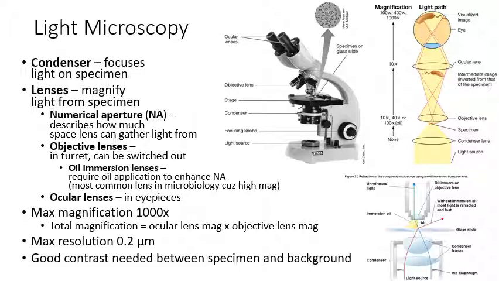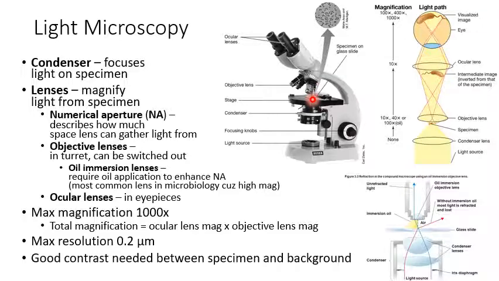So more detail on a light microscope. These are the basic parts of a light microscope. You have the condenser. On this image of a light microscope, the condenser is right here. It's beneath the stage where you would put the specimen. The condenser is gathering light and focusing it on the specimen that's on the stage.